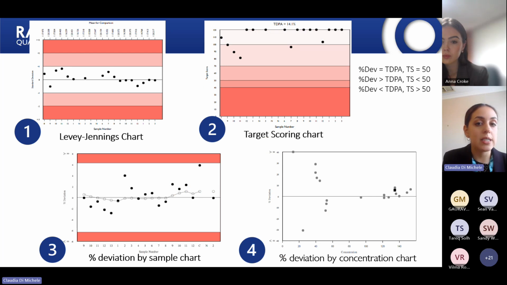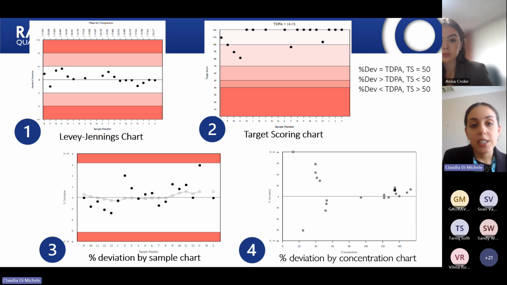The first one here is a Levey-Jennings chart. This simply plots your performance over time, over the last 20 samples. On the bottom x-axis, it shows the sample number. This goes from sample number 1 in your cycle right through till the next cycle, because it includes the last 20 results. Across the top on the x-axis it shows your mean for comparison. So what was the mean for that particular sample?